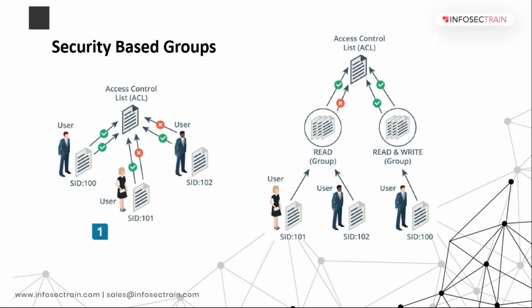Then we have security based group, right? So normally if you check this first scenario, you are having this access control list. Let's say this is one file and these are three individuals: user 1, user 2 and user 3. Over here, this user got the rights of, let's say, read and write. This one got just read and not write, and this user also got the accessibility of read and not write.